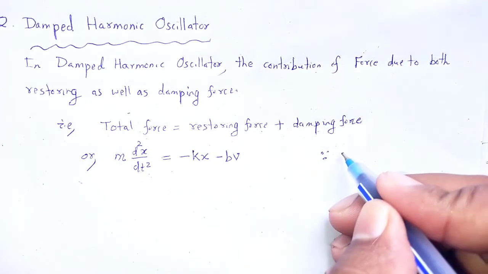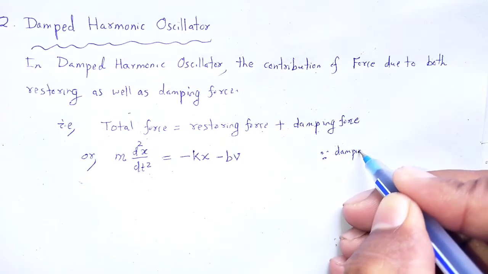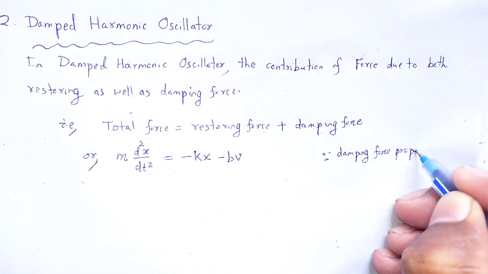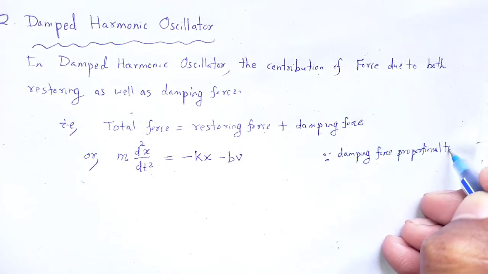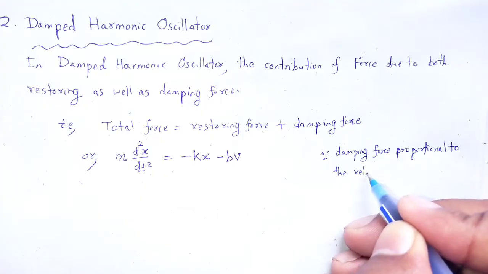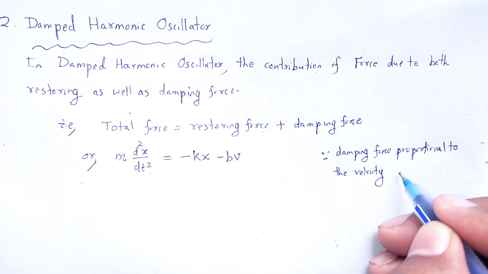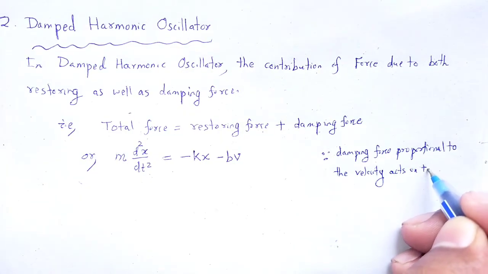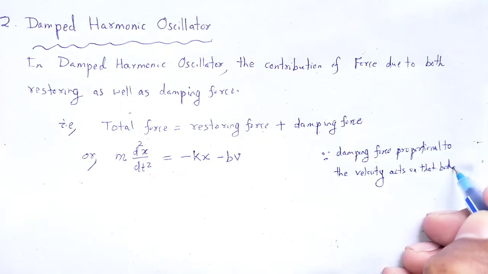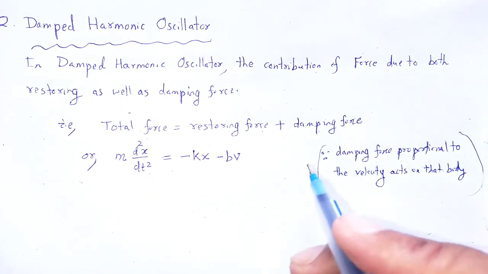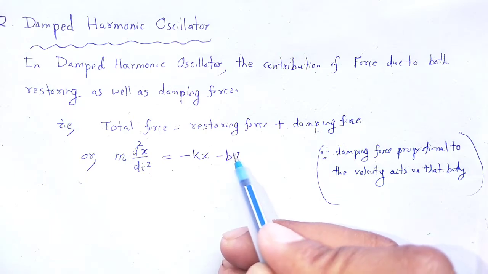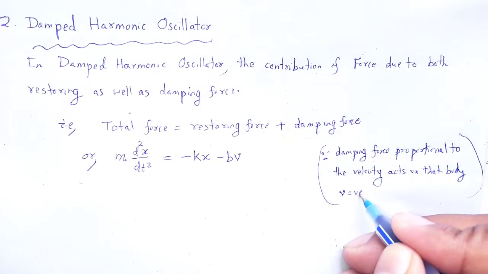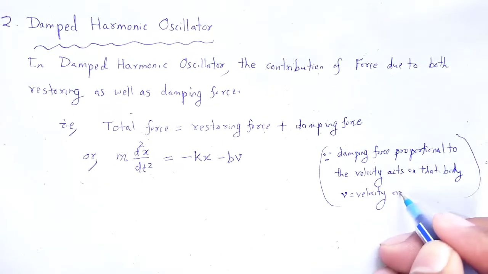As we write it, the damping force is proportional to the velocity that acts on that body. So the damping force is b, the constant, times the velocity of the body, where v is the velocity of that body.